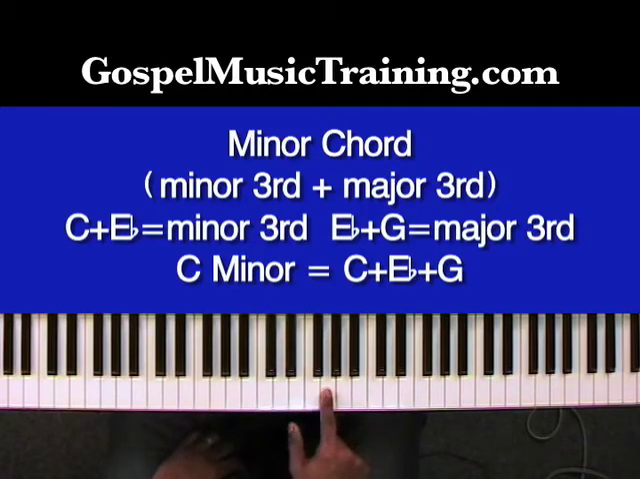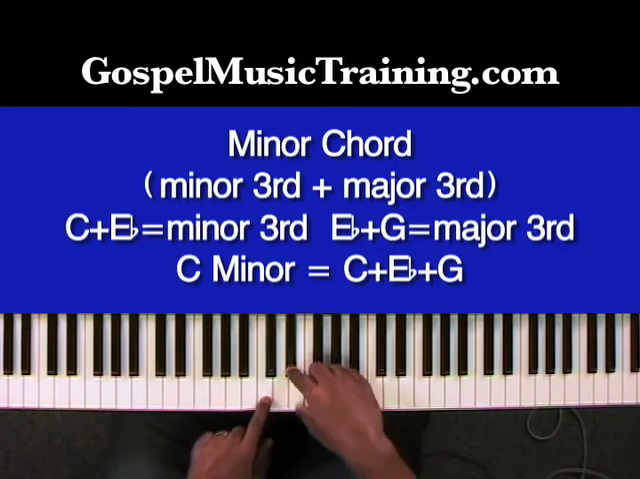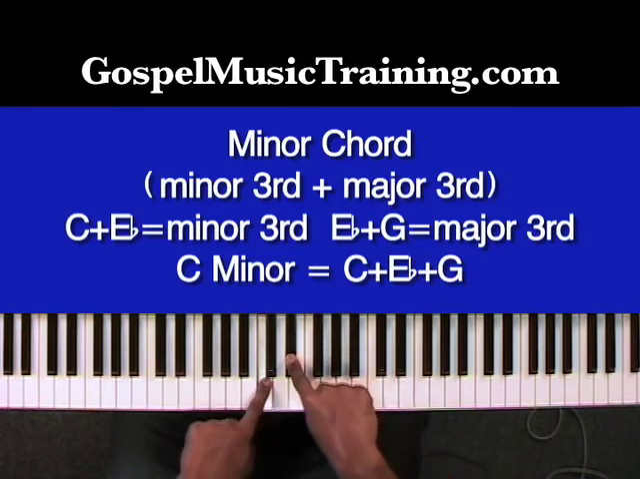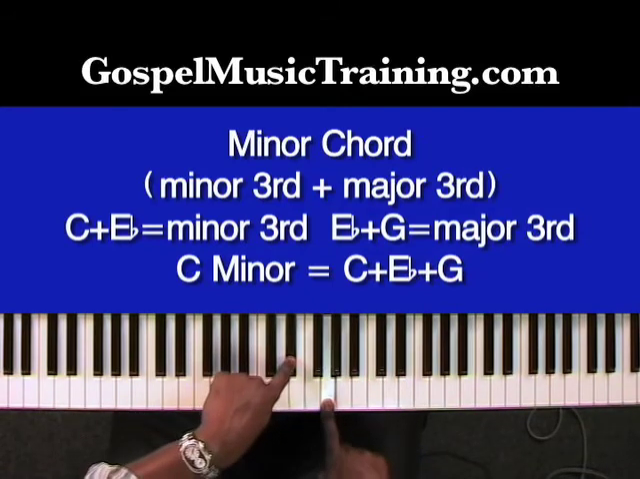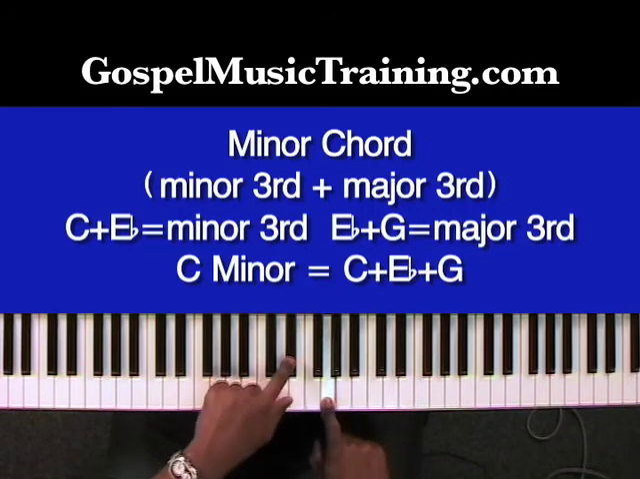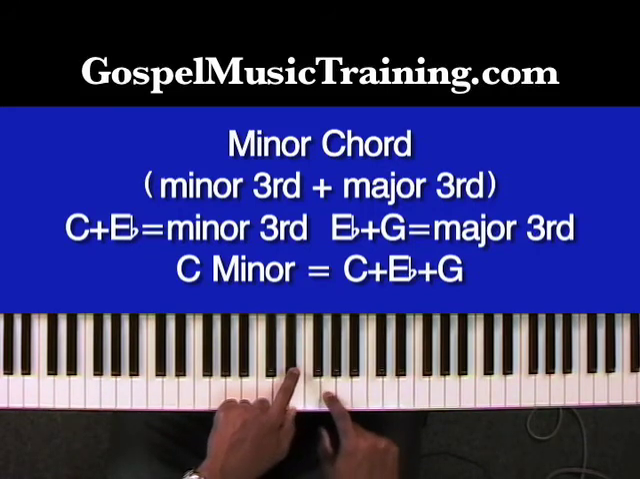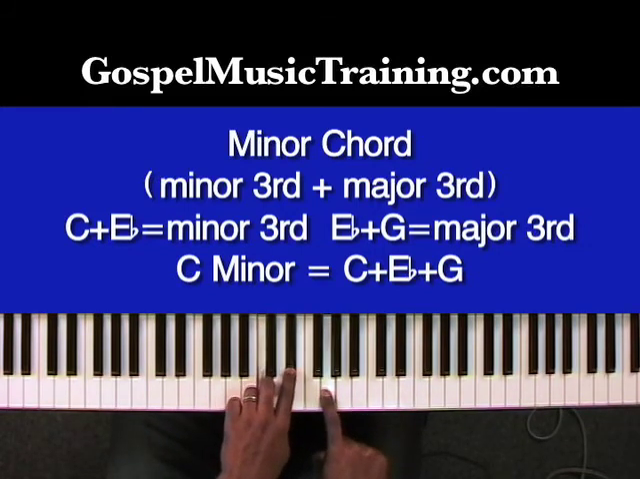Because notice the G is constant. Here's your minor third. Here's your minor chord. It's C, E flat, and G. Again, C, E flat, and G. This is a minor third because it has 3 half steps. But notice here, this is a major third because it has 4 half steps. Sound like blues there, doesn't it? Okay, so when you combine that, there's your C minor chord.